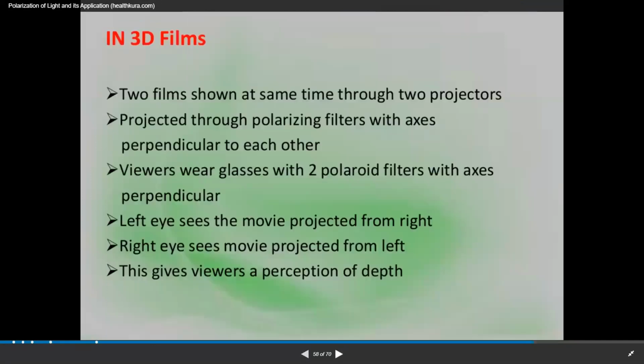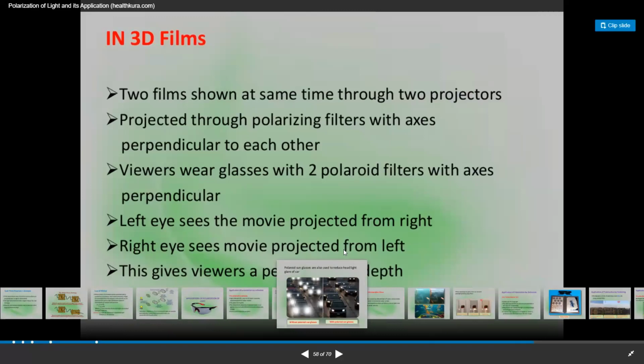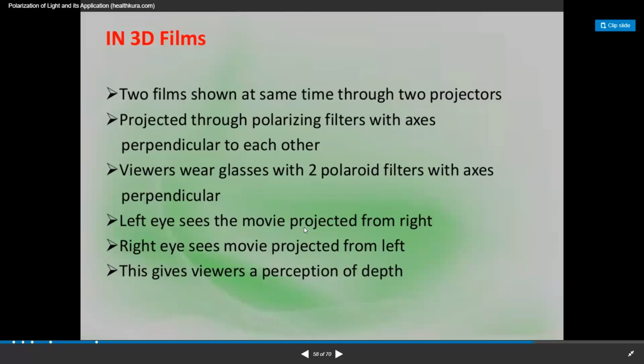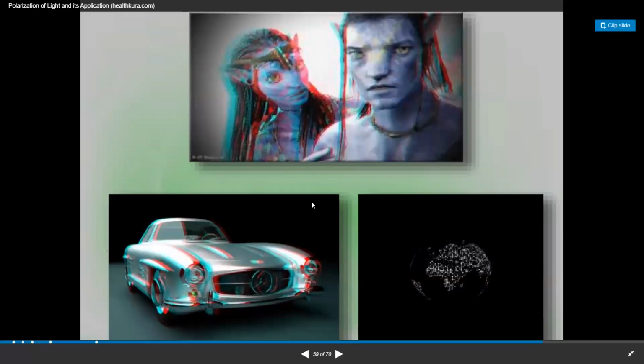And also in 3D pictures, in 3D films, the left eye sees the movie projected from the right, and the right eye sees the movie projected from the left. That's why viewers feel the depth of the picture. So in 3D films, we use polarized spectacles in the cinema hall.